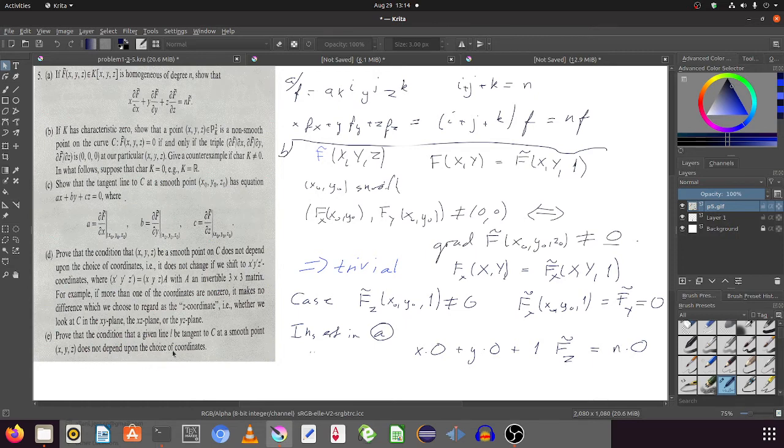And now they say choice of coordinates. Then will they only take a linear transformation, or should we work with any transformation? Of course, we can only take a linear transformation, because if we change to curved coordinates, then the tangent would not be a straight line anymore necessarily. So it's only a linear guy. So this is the same again. I guess we have to go through the details.